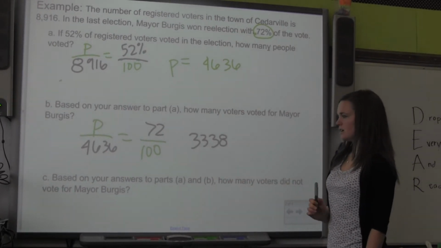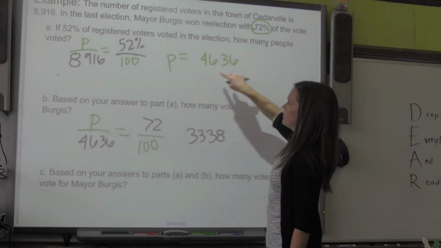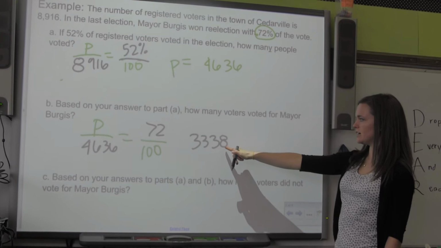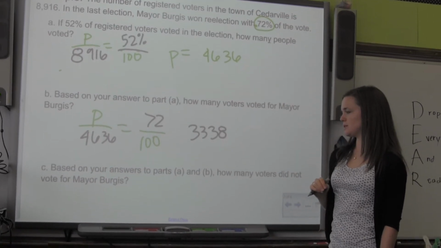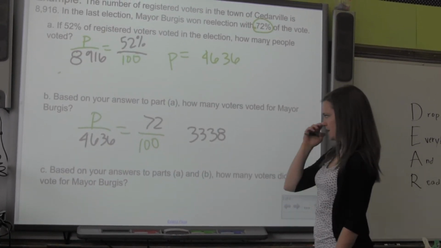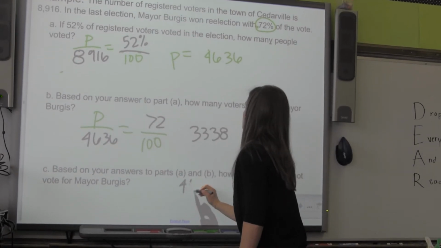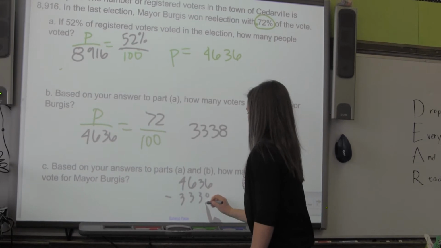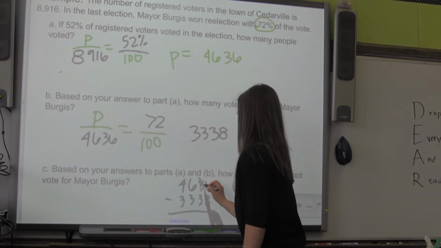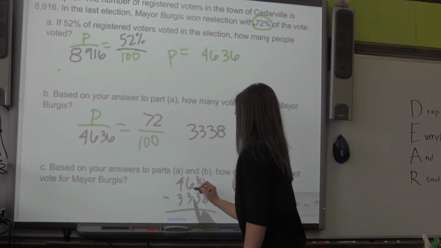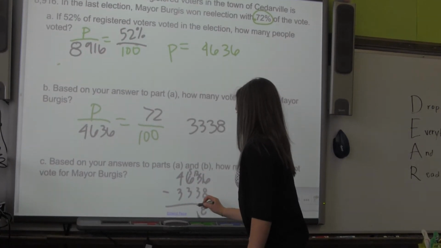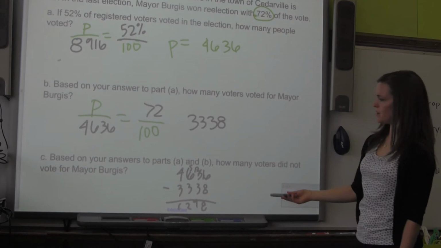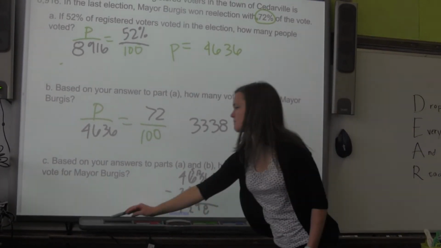Okay, based on your answers to parts A and B, how many voters did not vote for Mayor Burgess? All right, so I know that this many people voted. This many people voted for the mayor, so the difference between those two numbers is going to be how many did not vote for the mayor. So I would just subtract. So 1,298 people did not vote for Mayor Burgess.